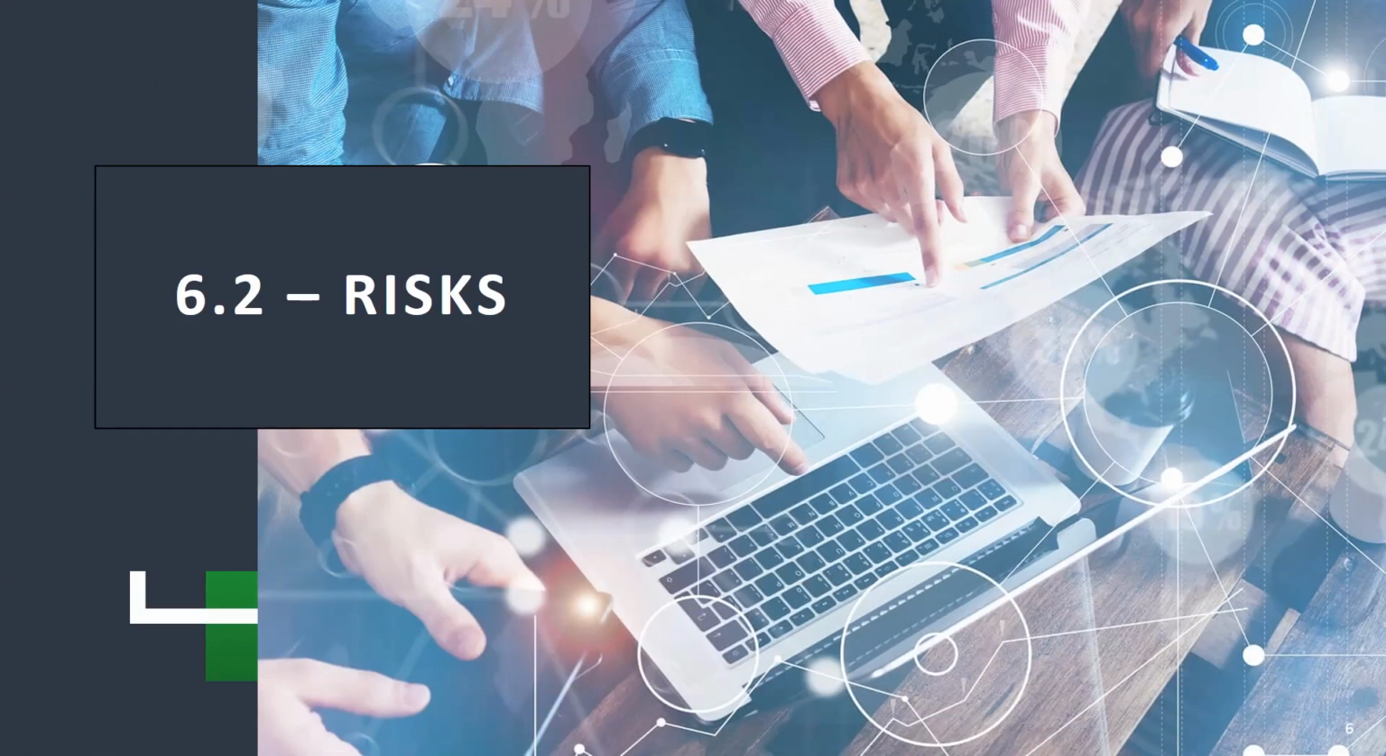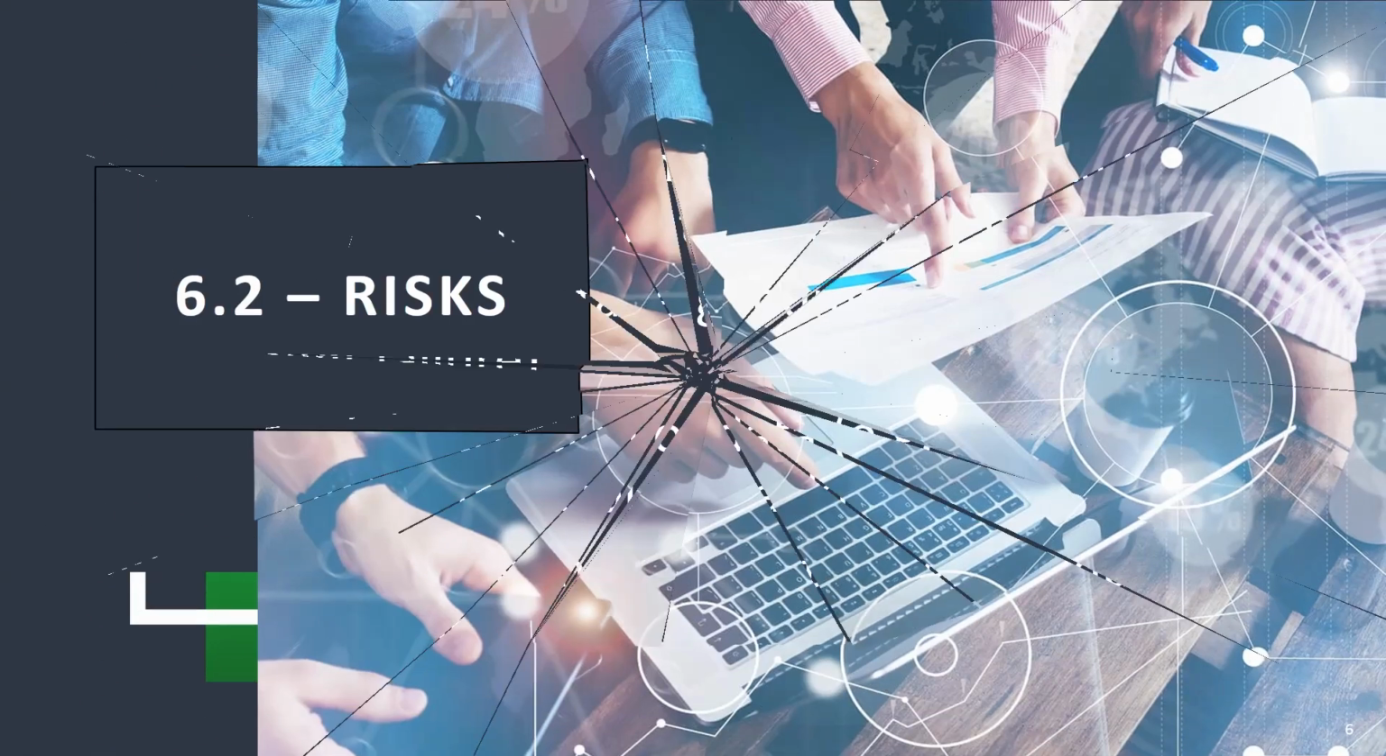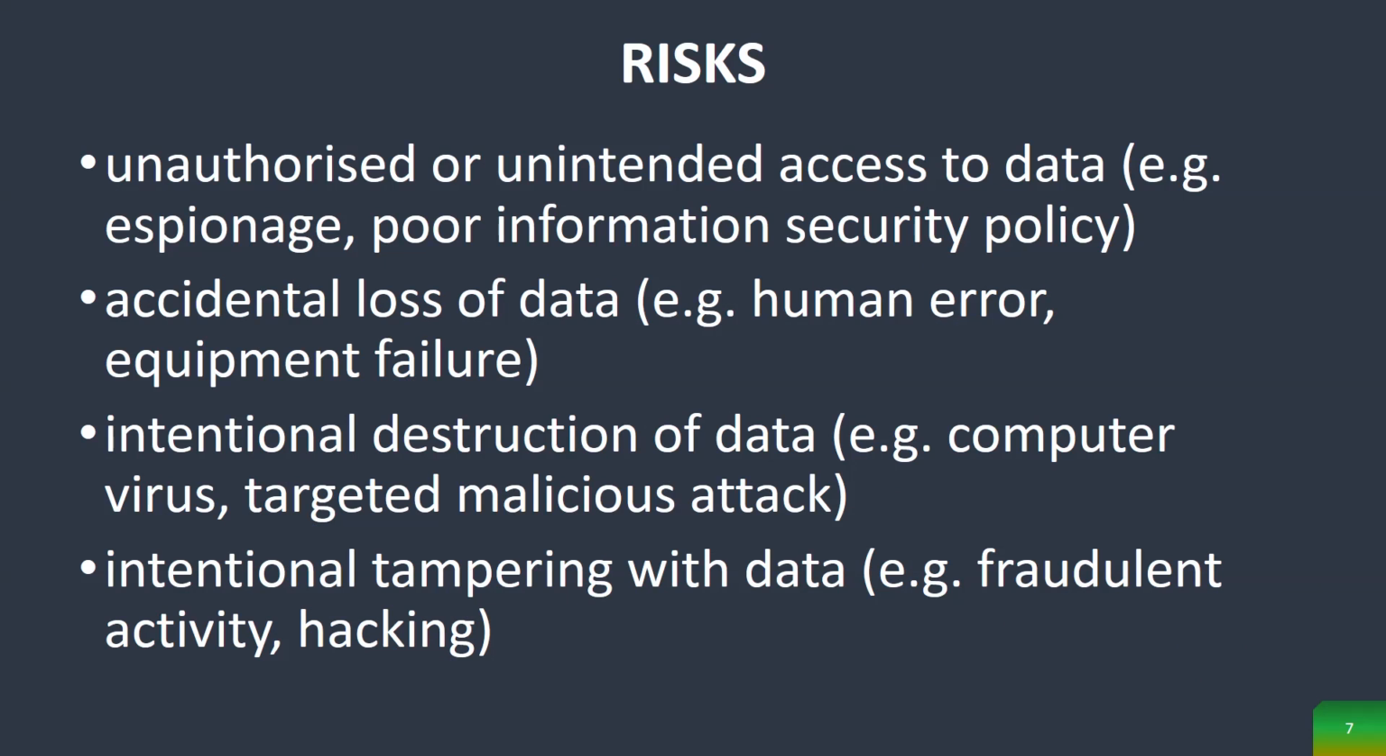Next one, that is risks. So what are the risks attached to this? Okay. So risks could be unauthorized or unintended access to data, such as espionage, or poor information security policies. So for instance, someone pretending to be someone else, and then trying to get in and access that data.